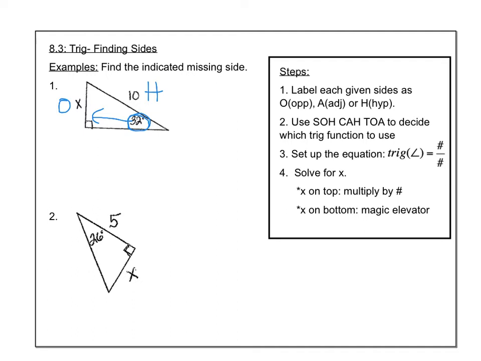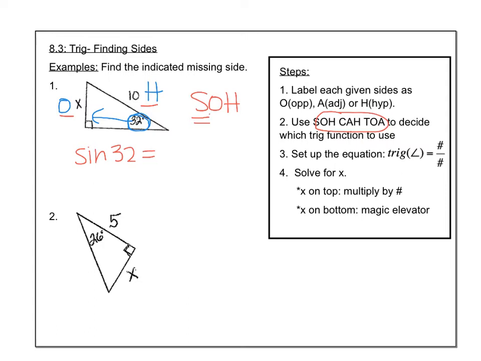That is going to tell you, if you look at SOHCAHTOA, which one to use. Since it has O and H, this is going to be a SOH problem. So then step 3 is going to help you set up the equation. You're going to start with whatever trig function we're using, whether it's sine, cosine, or tangent. The S tells me that we're going to use sine. So it's going to be the sine of the angle comes next, 32, equals a number over a number.